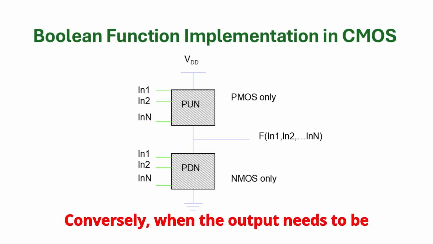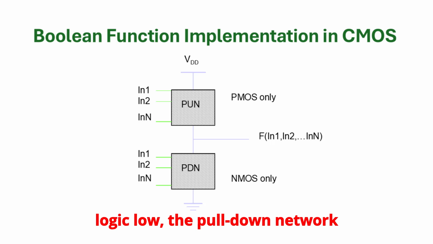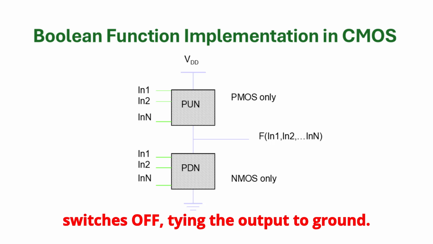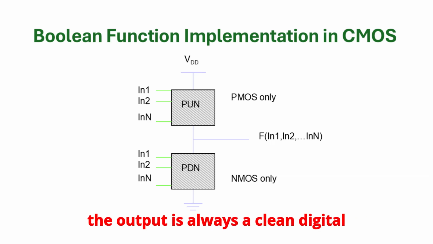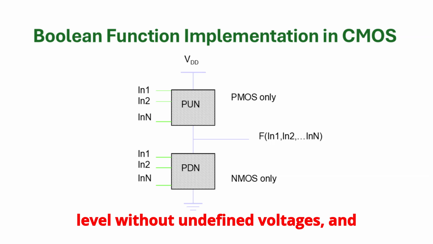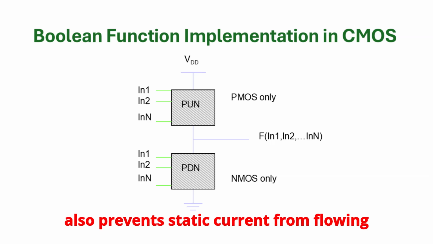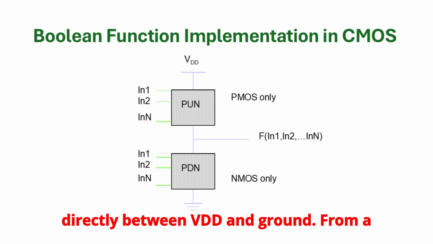Conversely, when the output needs to be logic low, the pull-down network activates while the pull-up network switches OFF, tying the output to ground. This complementary action ensures that the output is always a clean digital level without undefined voltages, and also prevents static current from flowing directly between VDD and ground.